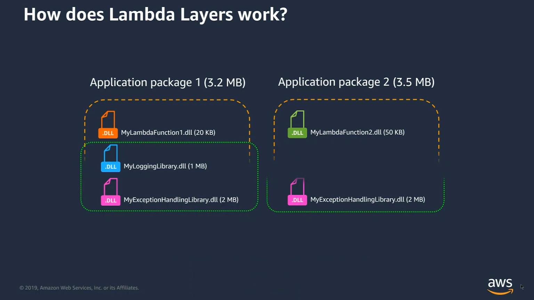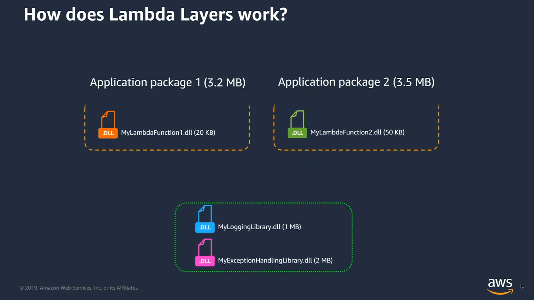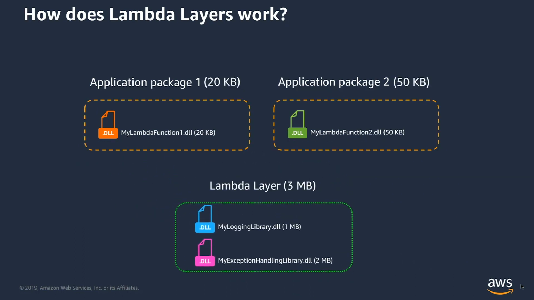When you use Lambda layers, you can separate the common components into a layer and only package the application-specific files into their respective packages as shown here. Now look at the size of the application packages being much smaller, and the combined space used by the Lambda functions and the layer is just 3.7 megabytes compared to 6.7 megabytes earlier.